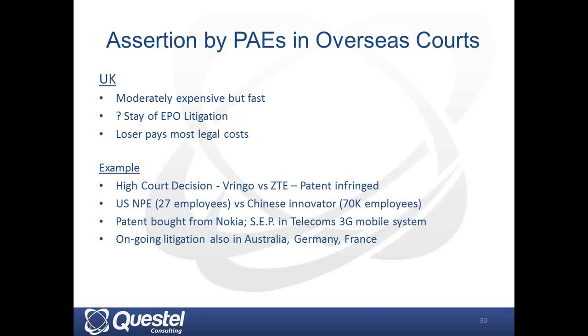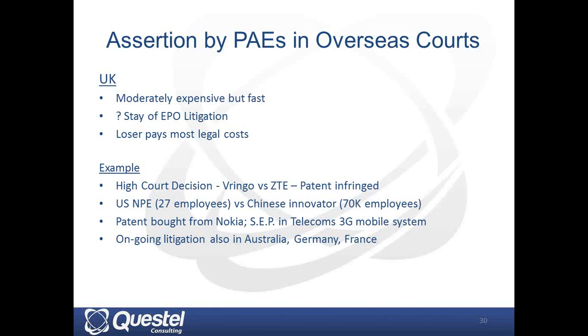In the UK, it's very fast, moderately expensive. There has been an issue historically over staying of the UK proceedings pending EPO decisions on validity of patents. There's one example in the next slide, I believe, that plays that out and shows how that can have an effect. That's changing. The UK is now more likely than not to grant a stay of the UK proceeding until the EP decision runs its course through both the opposition and appeal proceedings.